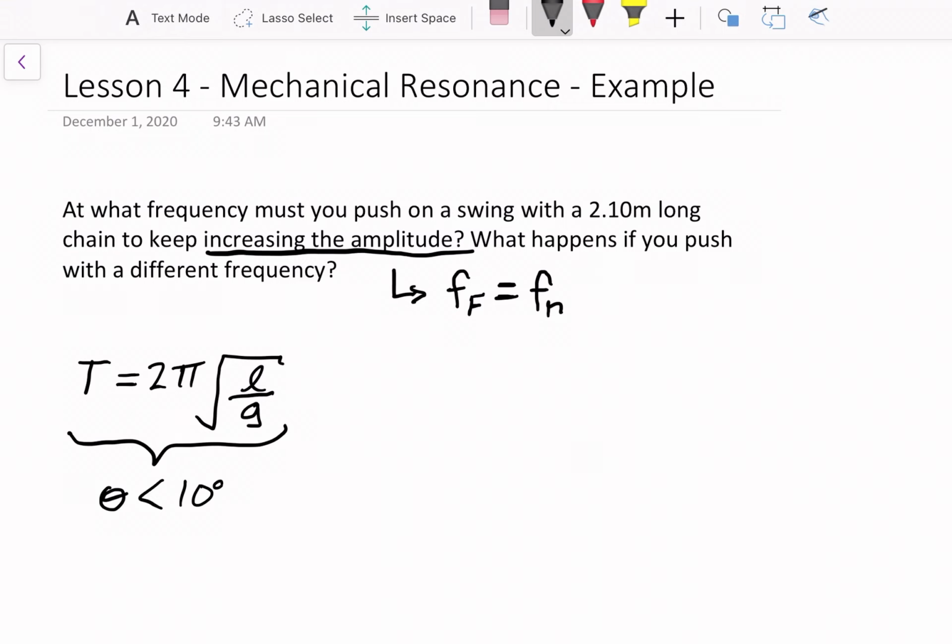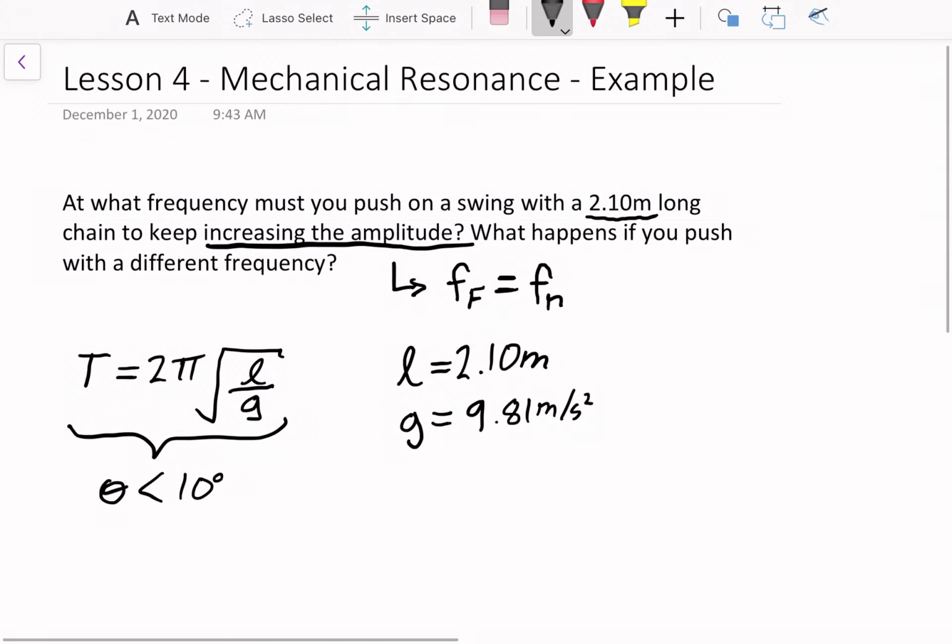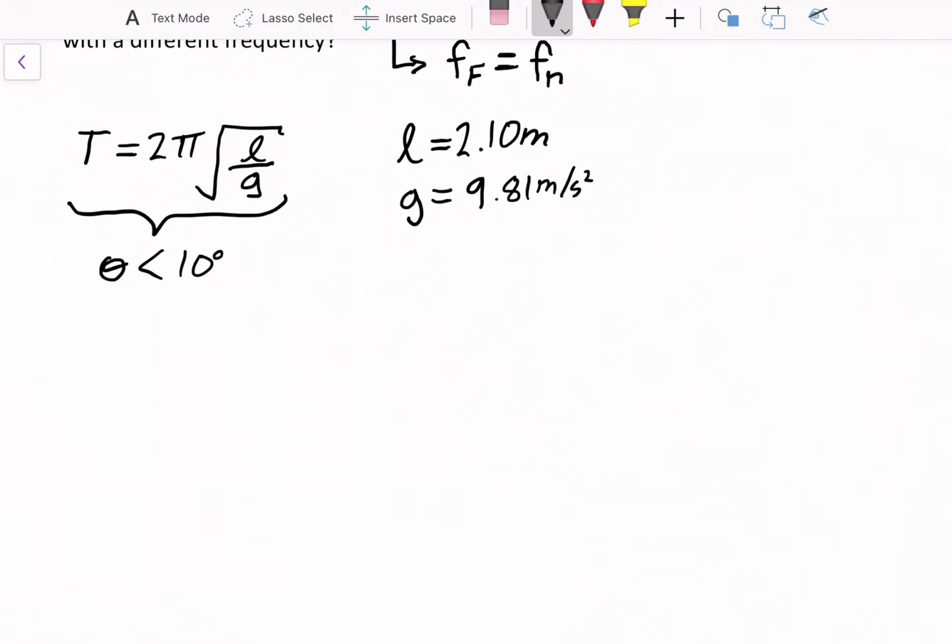Let's look at what information we have. Well, our length is 2.10 meters. And also, since the question doesn't say otherwise, we're going to go ahead and assume that we are on the planet Earth, on the surface of the Earth, so our acceleration due to gravity is just going to be 9.81 meters per second squared. So we can calculate our period just by plugging these numbers into our formula.